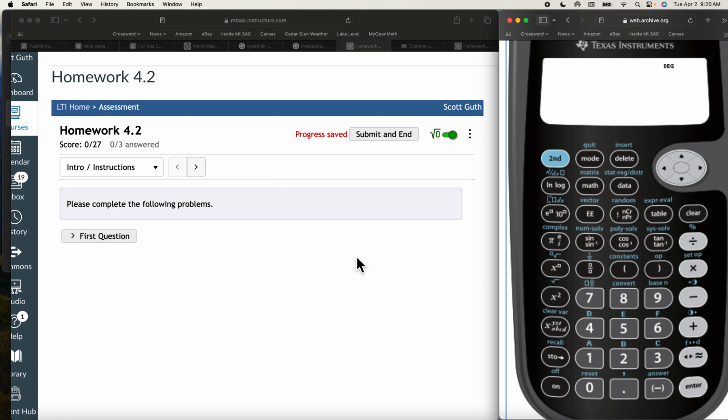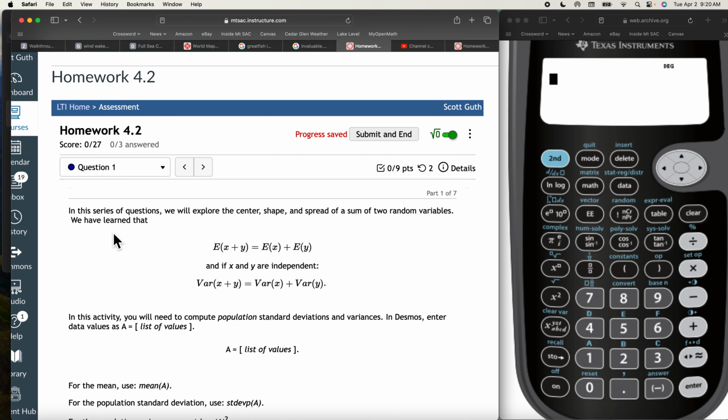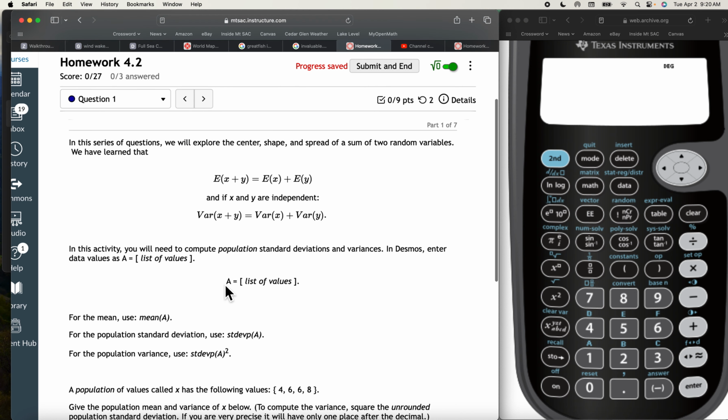Jump into section 4.2, just do a couple of these questions real quick. This section is on the properties of expected value and variance. So the homework begins with a bit of a review on expected value. When you add the values of two variables, the mean of the sum is the sum of the individual means. Remember, expected value here is just another word for the mean.